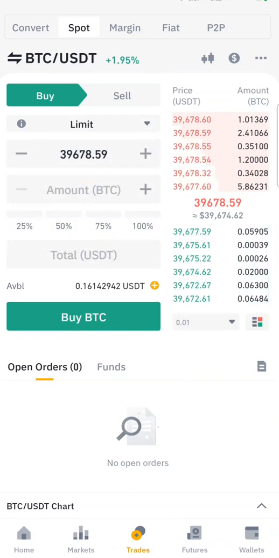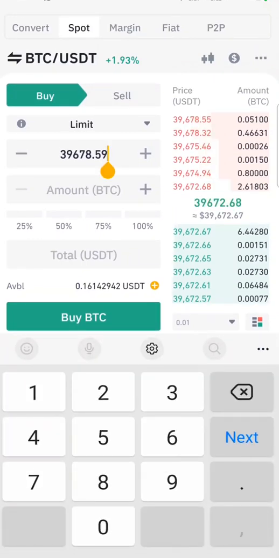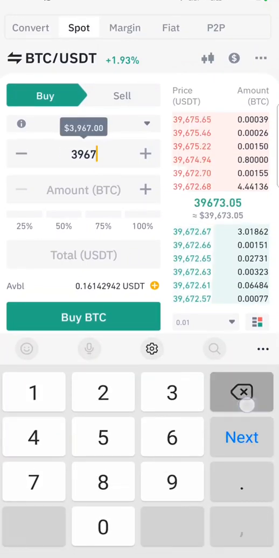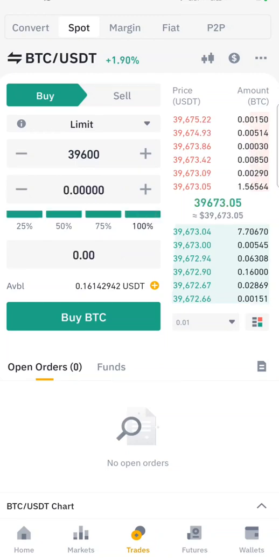Now let's say you are anticipating a crash in the price of bitcoin, then you can go to limit, and you see the current price of bitcoin is this. Now let's say I want to buy bitcoin for 39,600, so I will just set the price to 39,600. Currently, as you can see, I have this USDT balance, and if I do it 100%, since the price of bitcoin is high, I'm not receiving any bitcoins, and you simply click on buy and you are done.